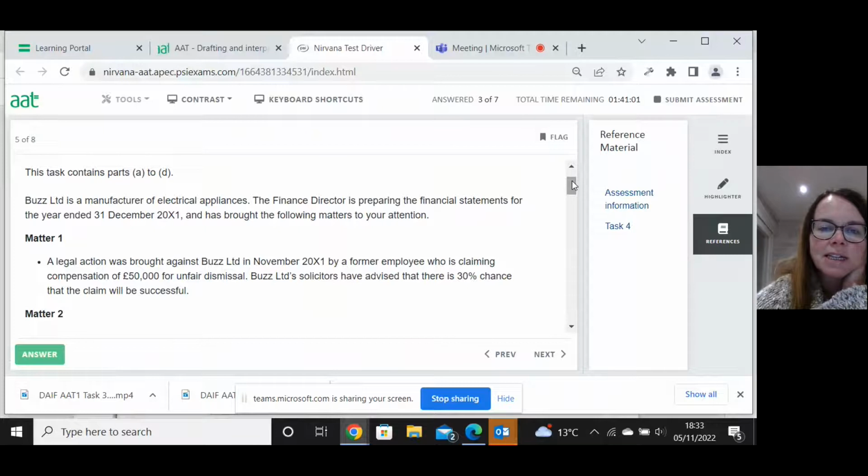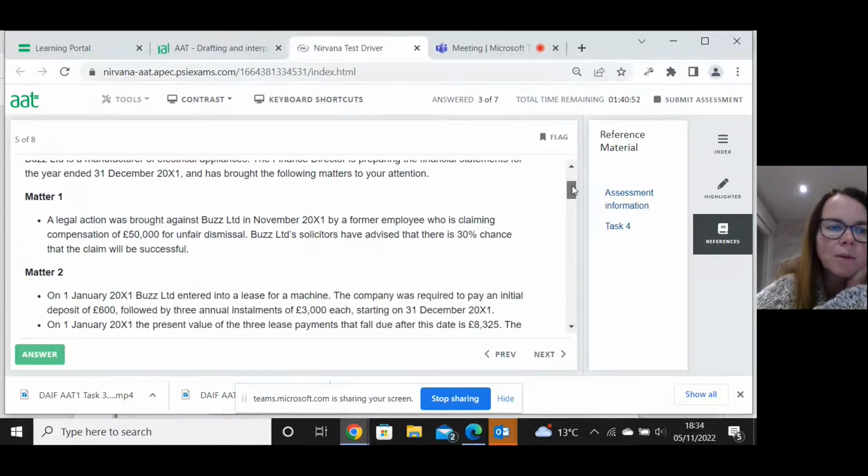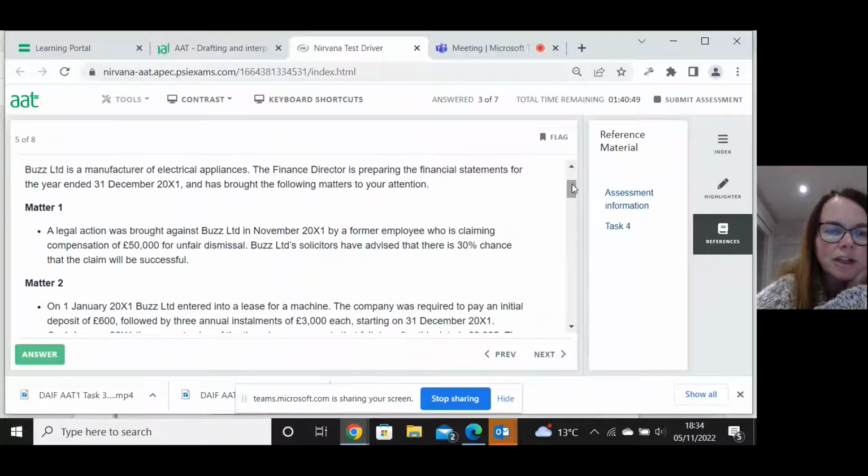The finance director is preparing the financial statements for the year to 31st of December and has brought the following matters to your attention. Matter 1. A legal action was brought against Buzz Limited in November, during our year, by a former employee who is claiming compensation of £50,000 for unfair dismissal. Buzz Limited's solicitors have advised there is a 30% chance that the claim will be successful.